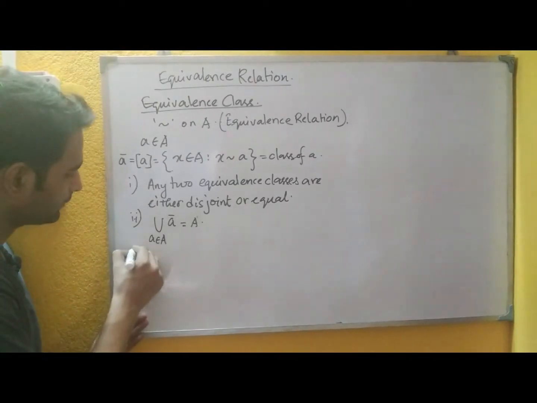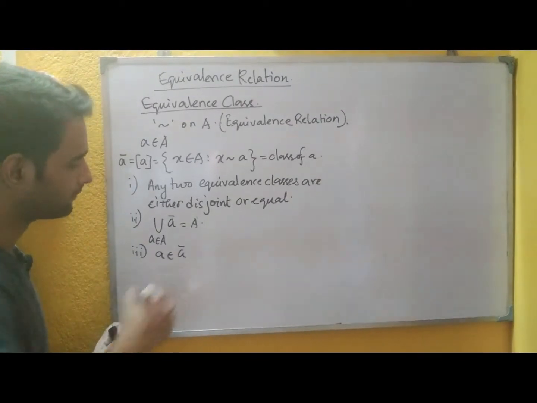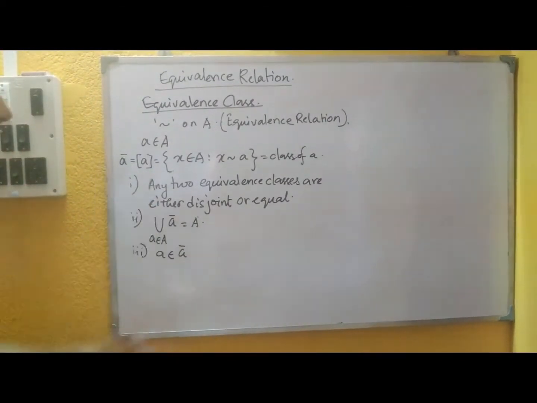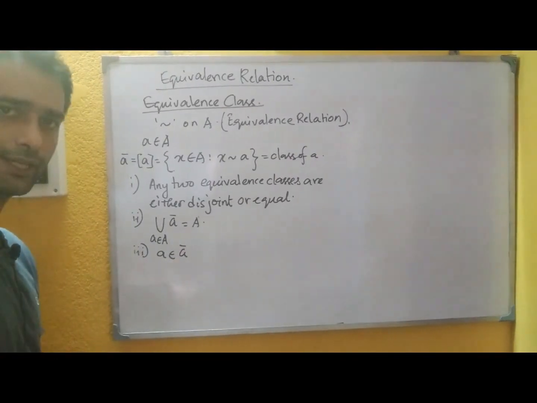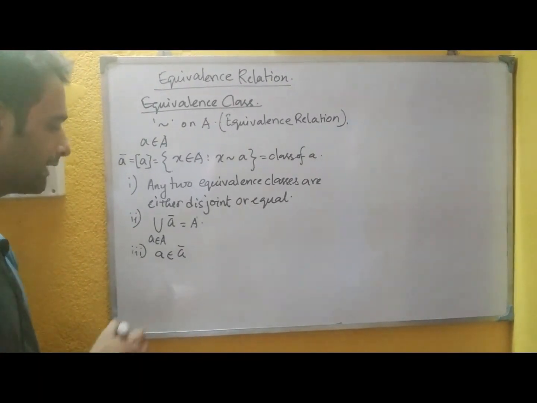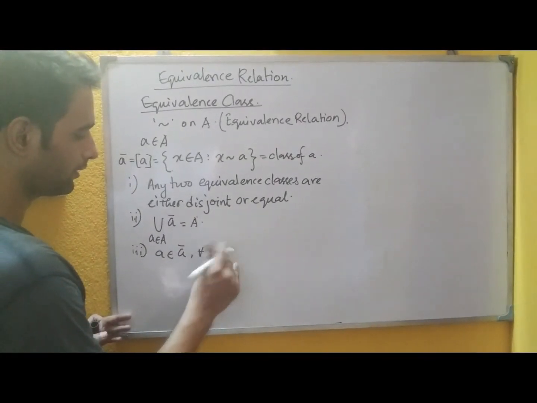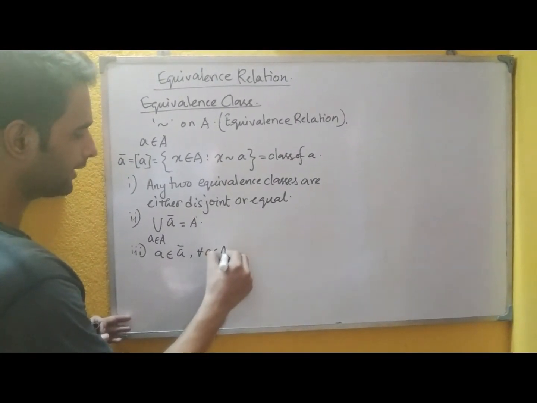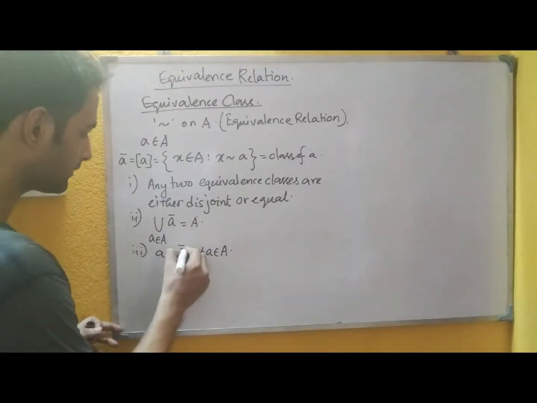And number three, it is obvious that a belongs to class a, because the relation being reflexive, this is the condition for reflexive relation, that a will be related to a. So that's why every element a from the set A will give this condition that it will belong to its own class.